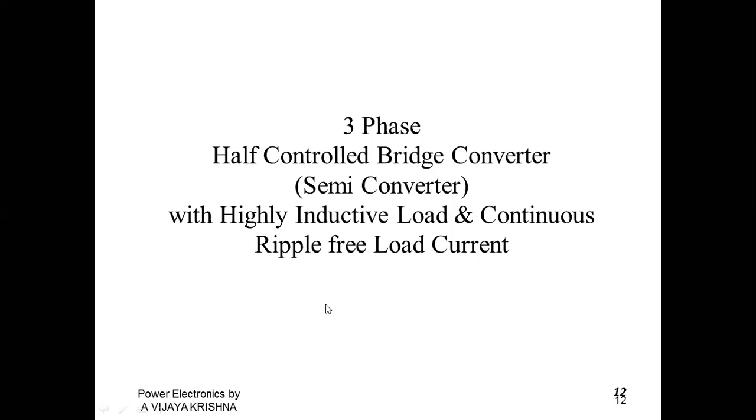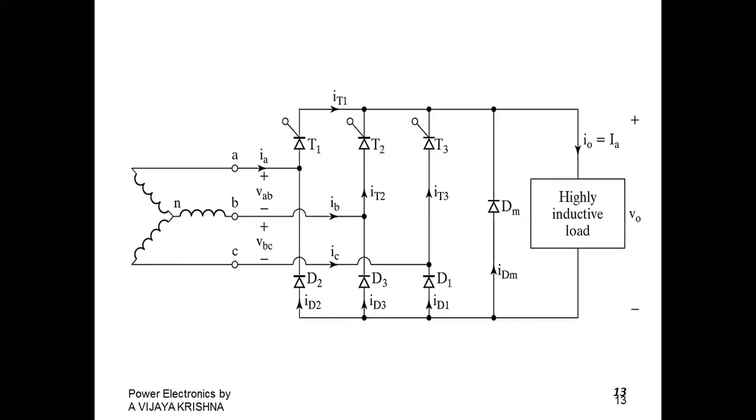Therefore, by using these two switches, we are operating. If one phase has two diodes, then in total how many? Three phases, 3 into 2, six. Totally six switching devices we have, that is, three thyristors and three diodes. That is nothing but the semi converter.